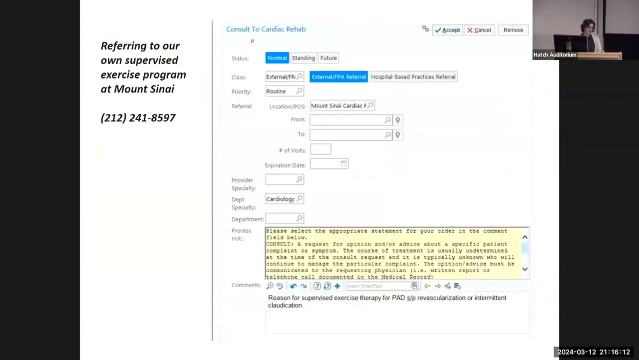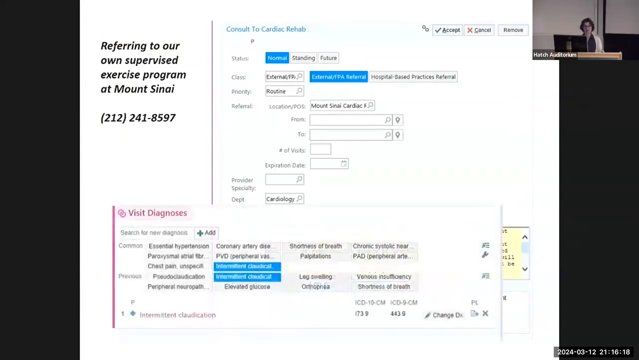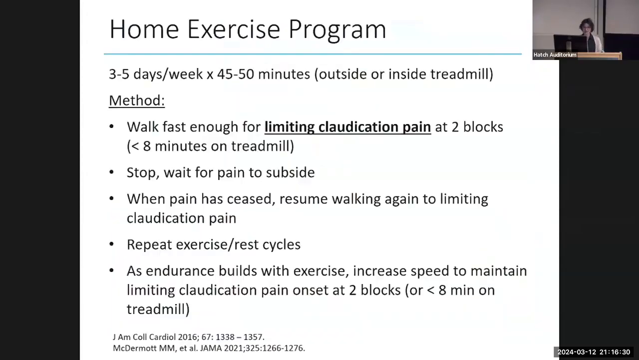So it's through cardiac rehab. You put in the consult to cardiac rehab in Epic. The reason for referral: intermittent claudication, lower extremity revascularization. Then the patient can call for an appointment and they will get exercise therapy at Sinai. So definitely something you can incorporate into your practice.